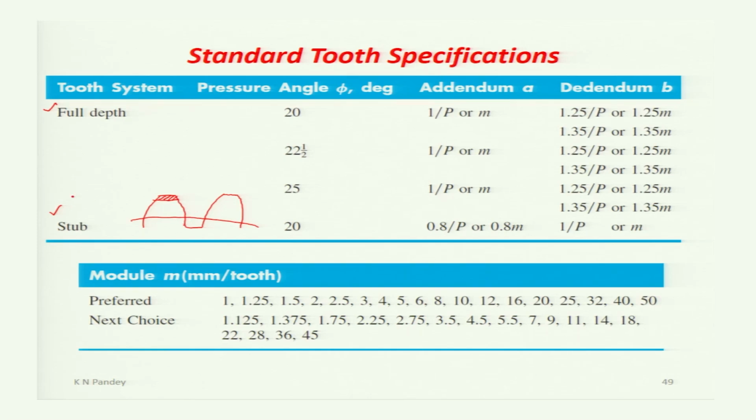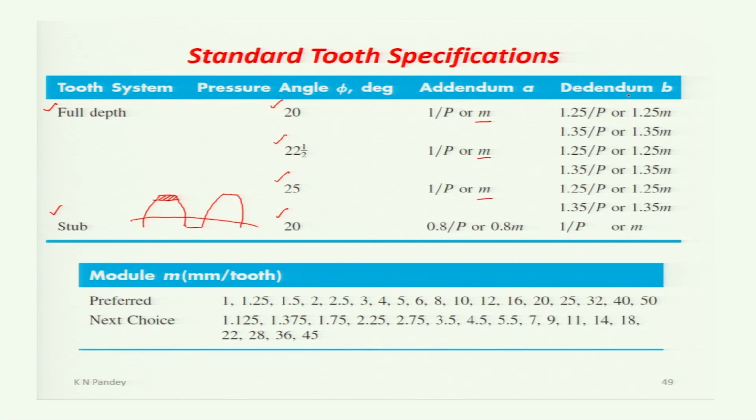So, that is the stubbed tooth system. Now, the standard pressure angles are 20 degree, 22.5 degree and 25 degree, and for the case of stub, 20 degree. Now, the depth of addendum means the difference between the addendum circle and the pitch circle is called the addendum, and standard addendum is equal to 1 module for all the pressure angles.